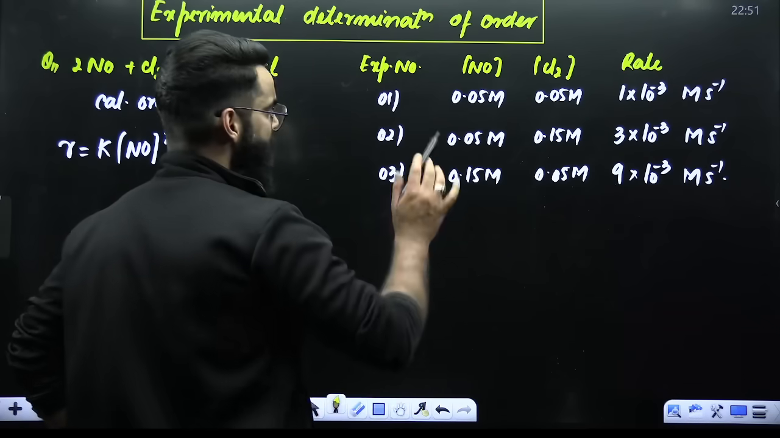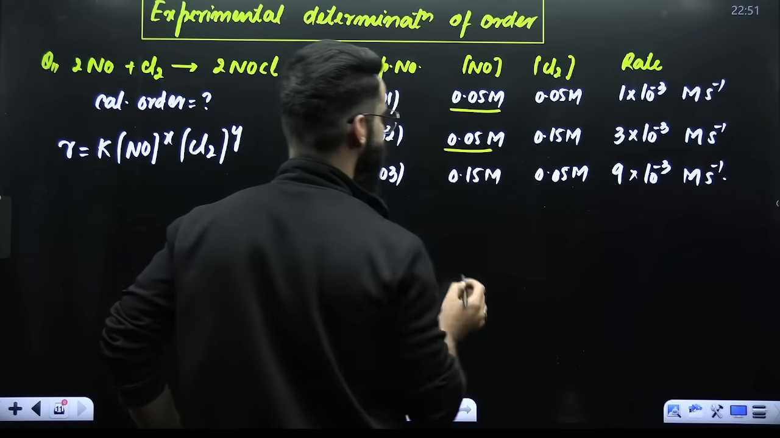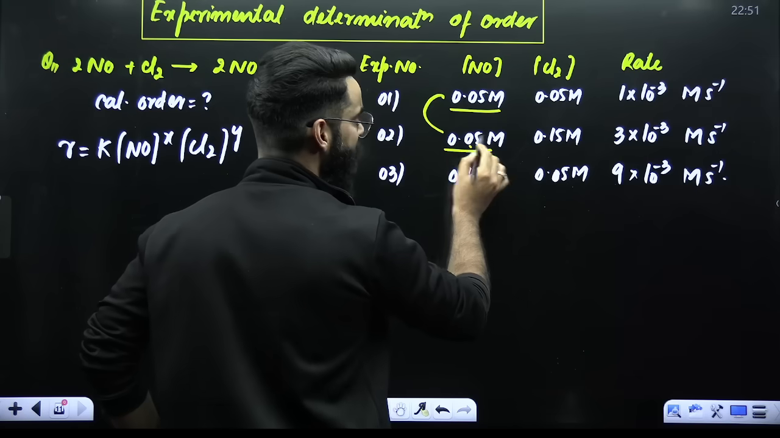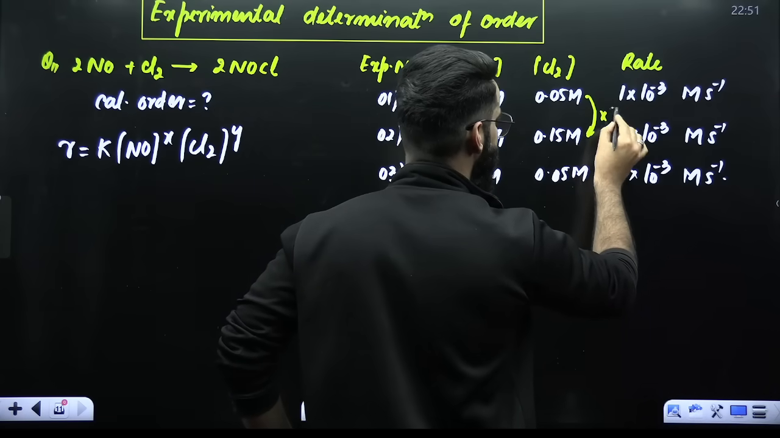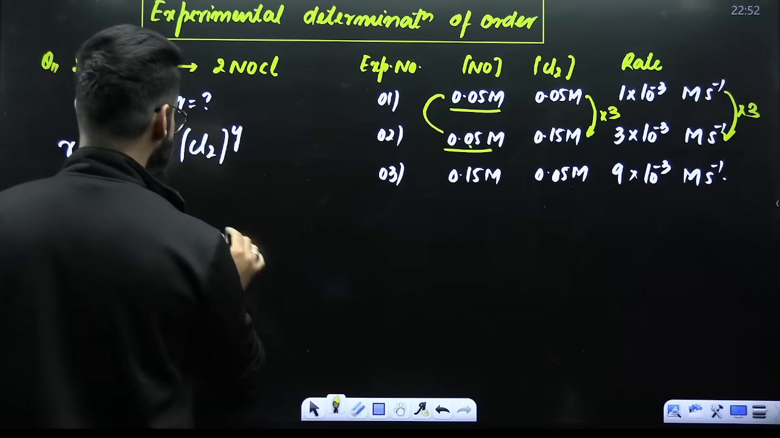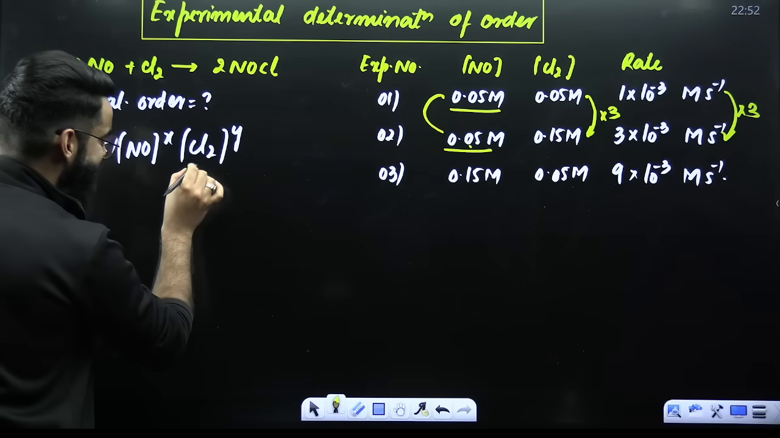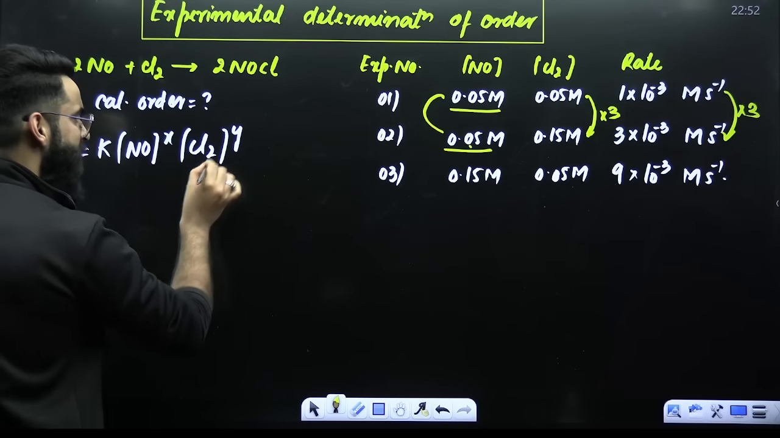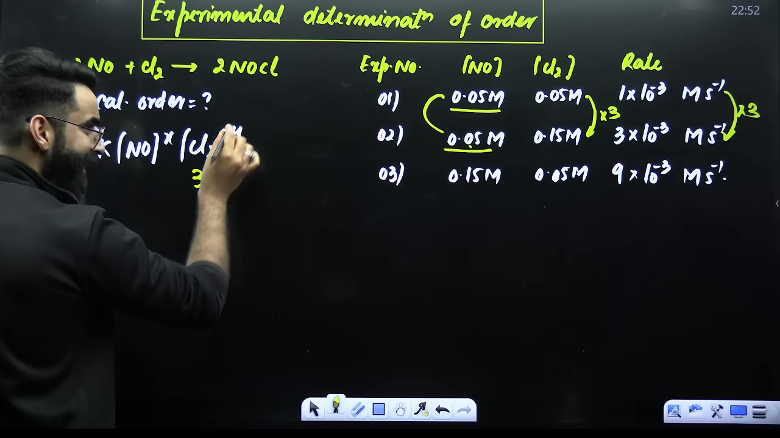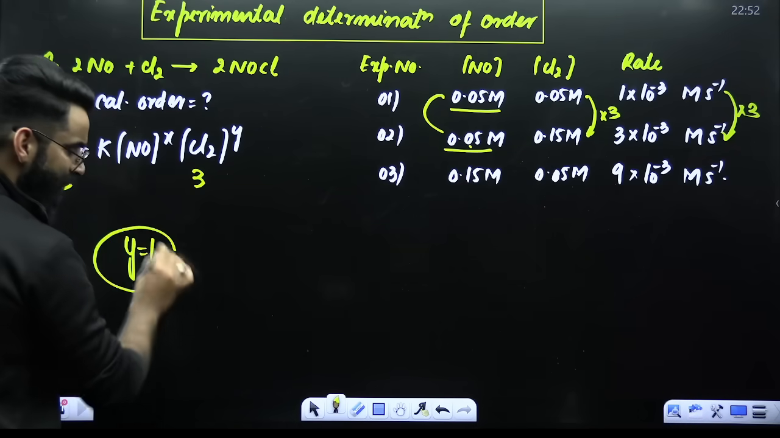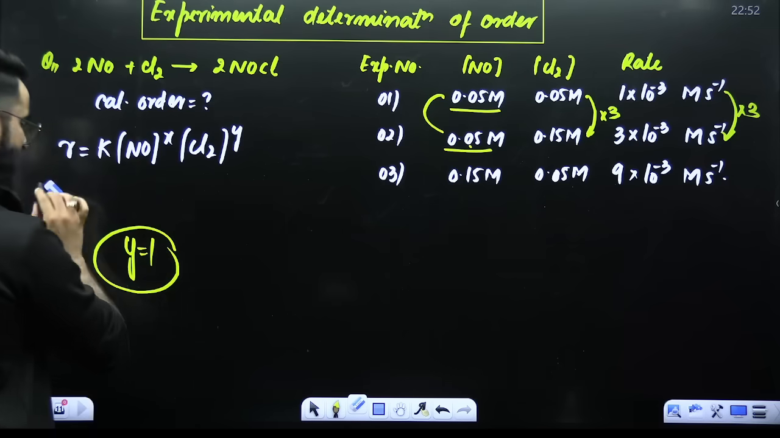How exactly? If you look at experiment 1 and experiment 2, in experiments 1 and 2, the concentration of NO is kept the same and the concentration of Cl2 is increased 3 times, and look at the value of rate, it is also increased 3 times. So basically, when Cl2 concentration is increased 3 times, rate is increasing 3 times. That means the power of Cl2 here is going to be 1. Then only 3 raised to power 1 will come out to be 3. So the Y value is directly coming out to be 1. Simple case, right? Y you got.